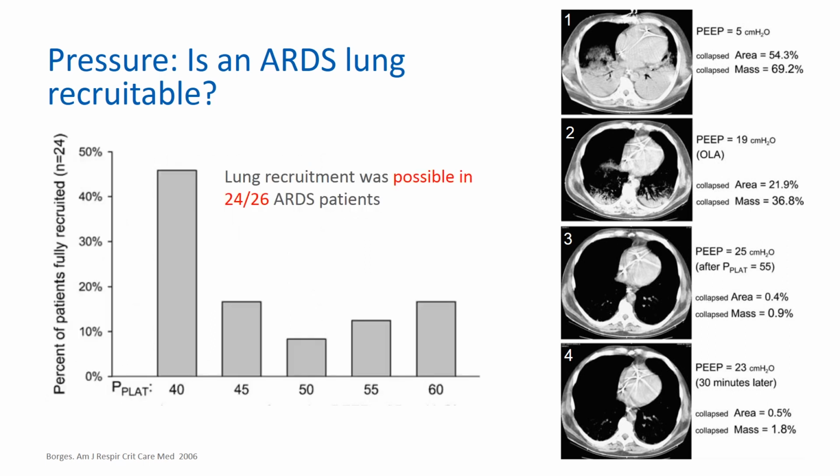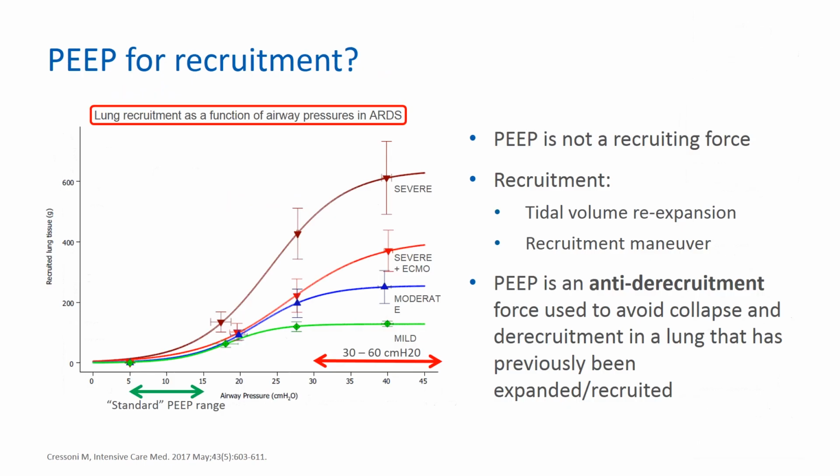In this physiological study, 24 out of 26 early ARDS patients demonstrated that it is possible to fully recruit the lung, provided that we use pressure between 40 and 60 centimeters of water for the recruitment maneuver. Standard PEEP ranges do not recruit a significant amount of lung tissue because the pressures are below the opening pressure. To reopen a collapsed lung, we need pressures higher than those usually used during tidal inflation.